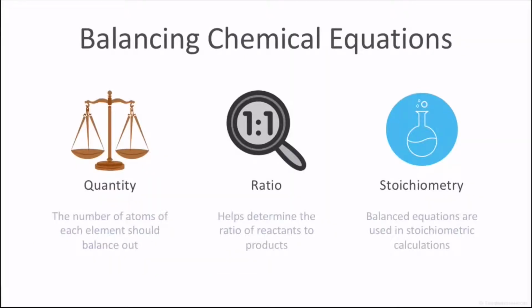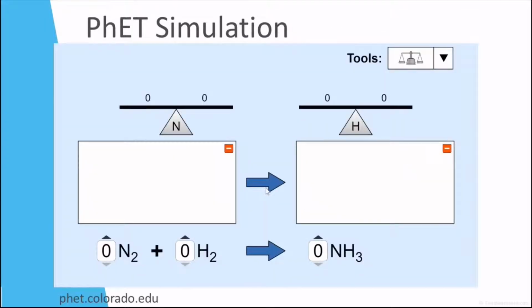So first, we have to determine what exactly balancing a chemical equation means. The main goal of balancing is to make sure the number of atoms of each element on both sides of the equation is the same. And once balanced, the chemical equation tells us the ratio of reactants to products and is also useful in stoichiometric calculations. Now, let's use this PHET simulation to help us visualize what exactly we're doing when we balance a chemical equation.